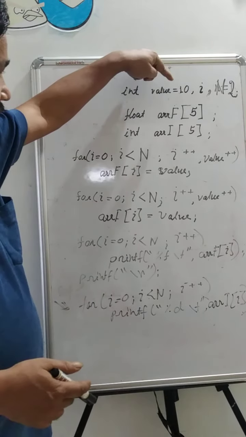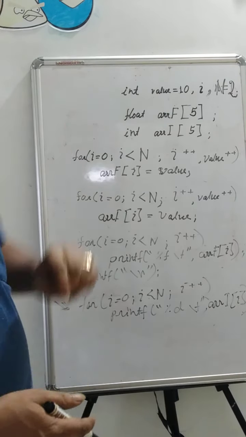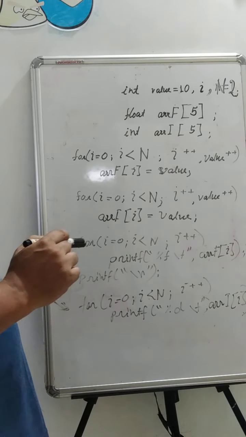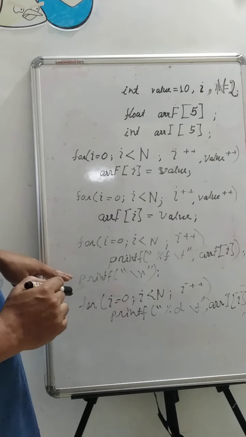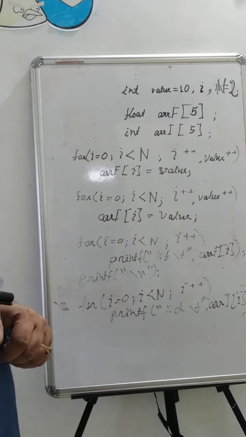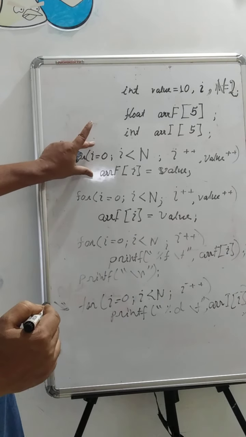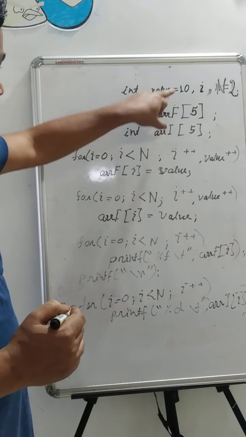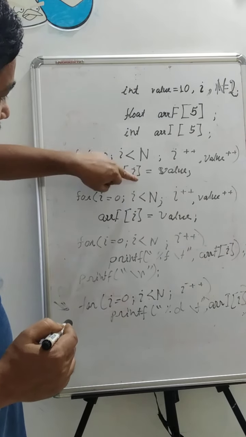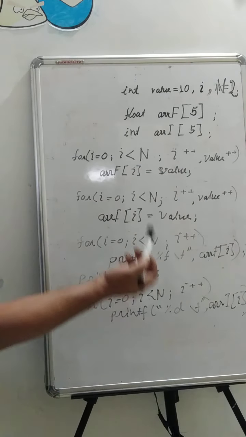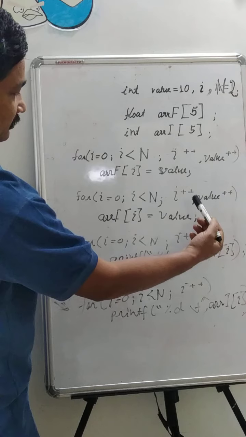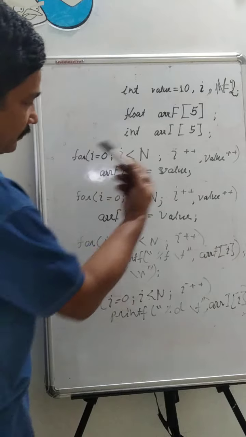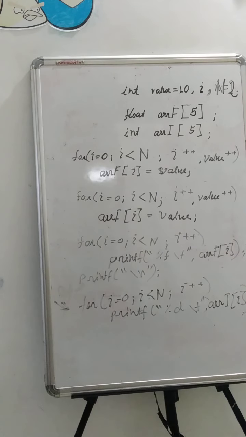So you can see the values 10.00 and 11.00 displayed in one line, then 12 and 13 are displayed in another line. We have entered 10 and 11 into this array f, then the value is increased, and from that point 12 and 13 are entered into the second array. So whatever we entered, exactly that was displayed.